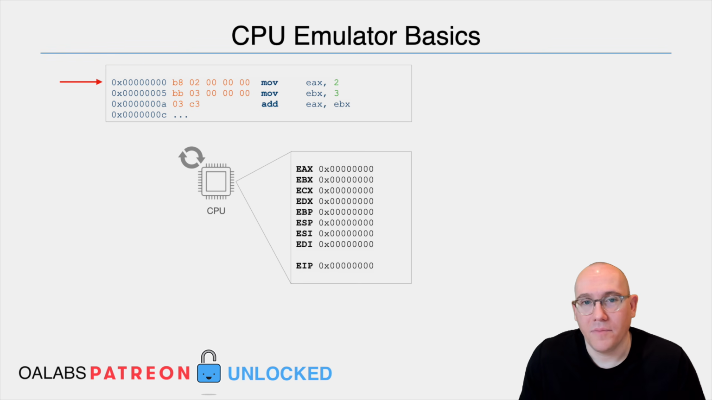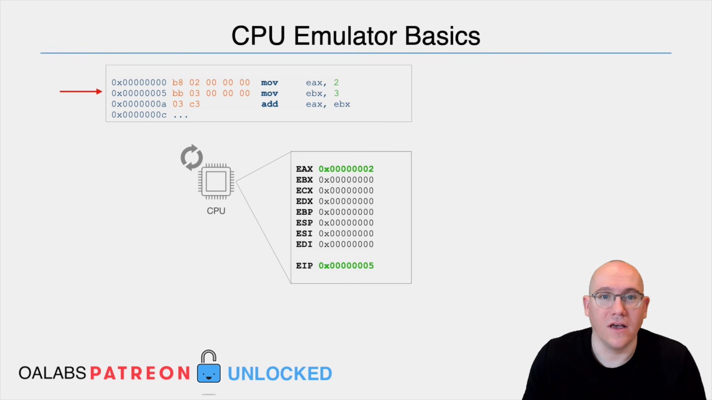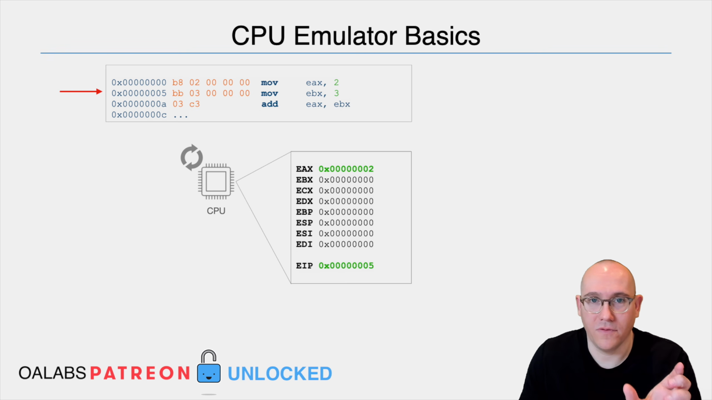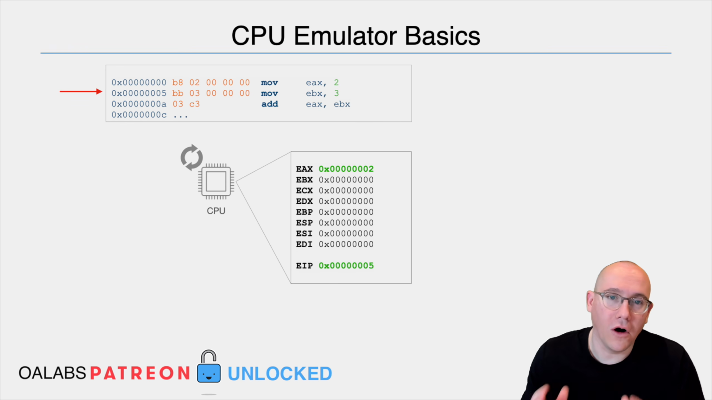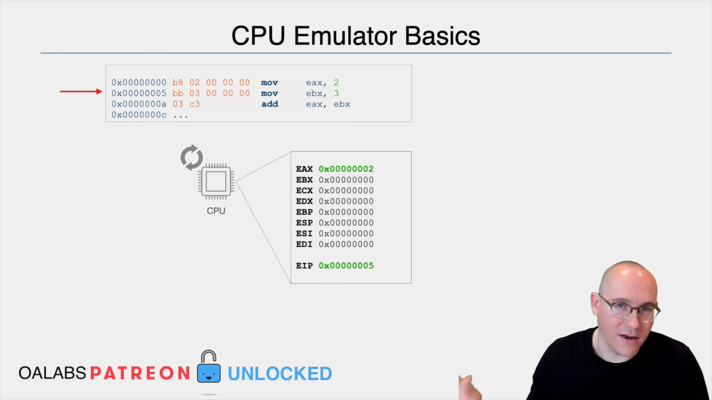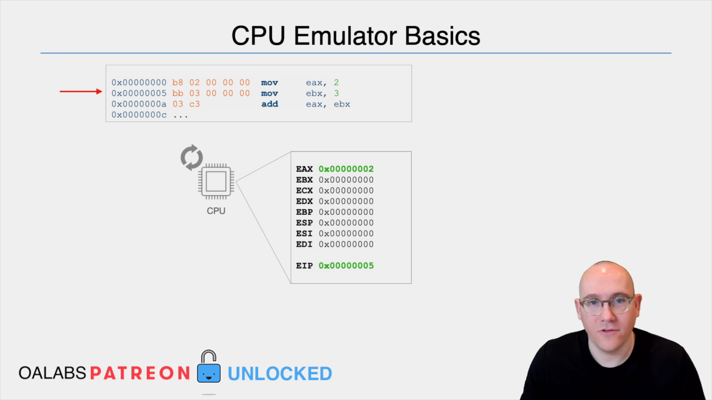Well, on our first step here, we move 2 into EAX. So you can see the EAX register now has 2, and EIP has incremented the size of the instruction, right? It's important to remember that when you're writing an emulator, you must account for all impact of an instruction on the CPU. I'm going to talk a little bit more about why that's difficult in a couple more slides. But for right now, just remember that any impact of an instruction on the CPU, on memory, must be accounted for in your emulator.